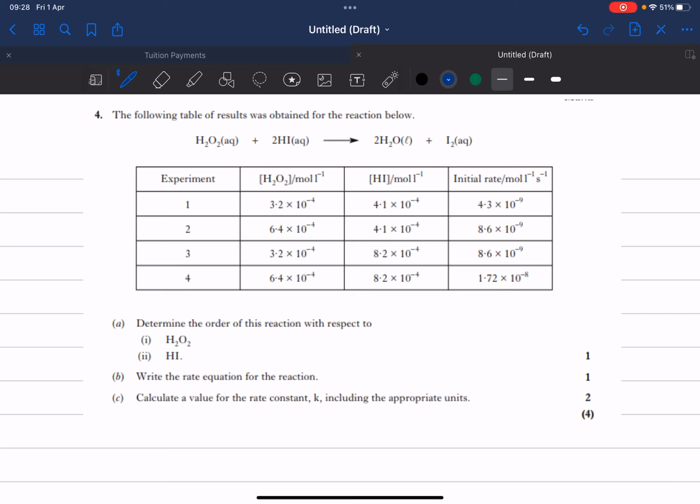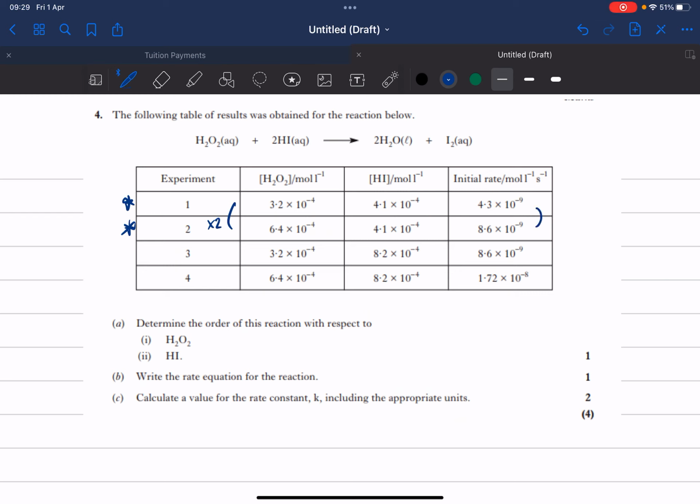So for 4A, you are asked to work out the order of the reaction with respect to both of the reactants individually. So you need to pick 2 experiments for each one where you've changed the concentration. So for the hydrogen peroxide, you'd want to pick 1 and 2 to compare. So in that instance, the concentration of the hydrogen peroxide has been doubled.